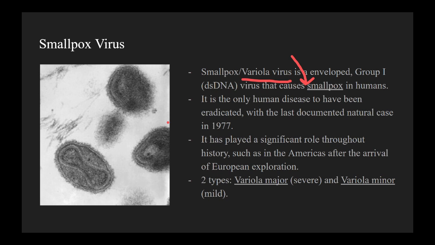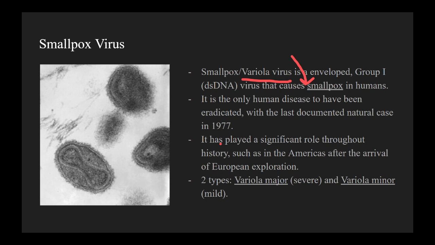And smallpox is actually the only human disease that has been essentially completely eradicated. The last natural case of someone getting it, from the environment or from another person, was in 1977. Basically, there was this massive vaccination campaign that covered almost all countries, and that campaign led to the complete eradication of the virus in the wild. And we'll talk about some of the implications of that in a later slide.